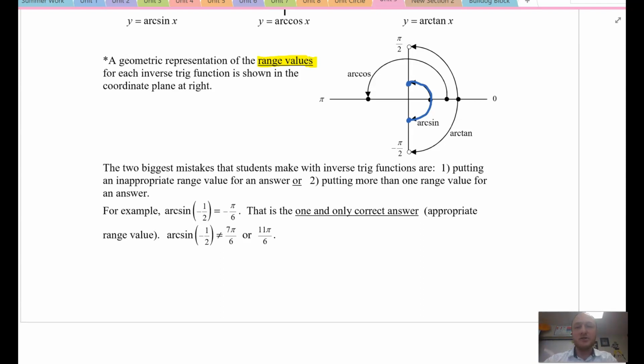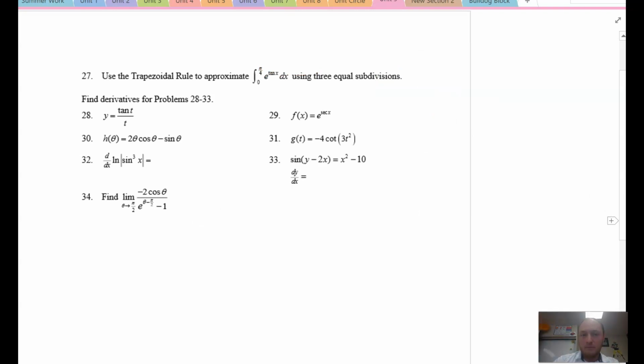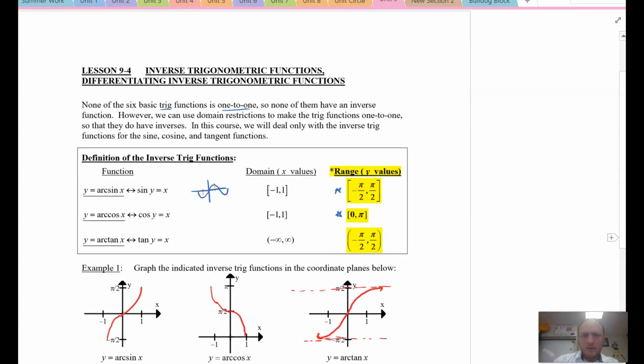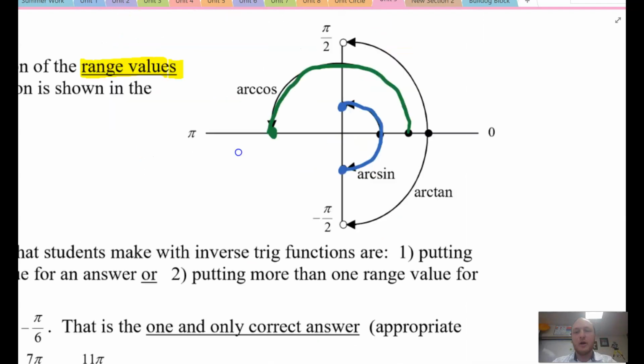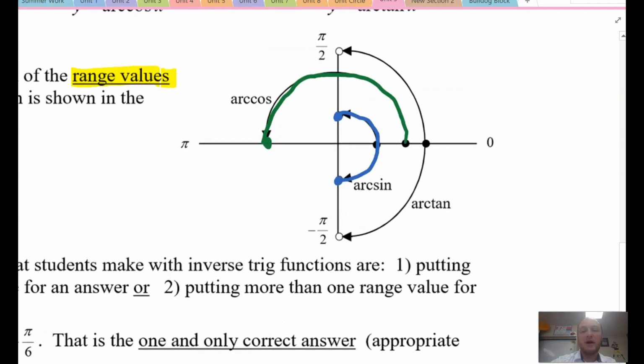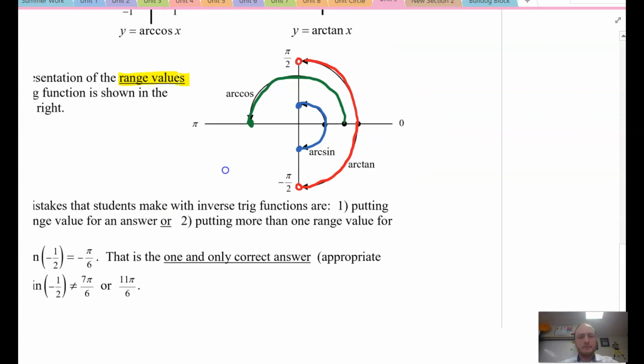For arc cosine, the negative values are found in quadrants 1 and 2. So here are your cosine values, 0 to pi. And then tangent is the same as sine, going from -pi/2 to positive pi/2. However, notice this open circle here means we are non-inclusive to those values. Our function is undefined there.